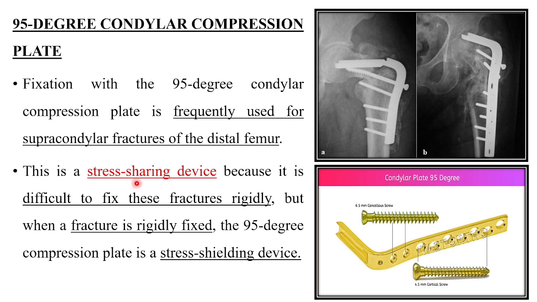This is a stress sharing device because it is difficult to fix these fractures rigidly. But when a fracture is rigidly fixed, the 95-degree compression plate is a stress shielding device. So it can act as a stress sharing device as well as a stress shielding device, depending upon how the fracture has been fixed. If the fracture is not rigidly fixed, it acts as a stress sharing device, and if the fracture is rigidly fixed, it may act as a stress shielding device.